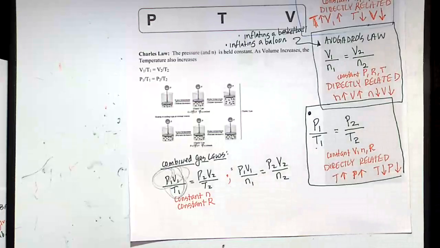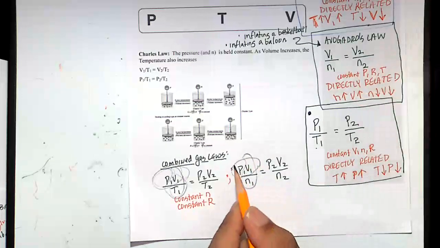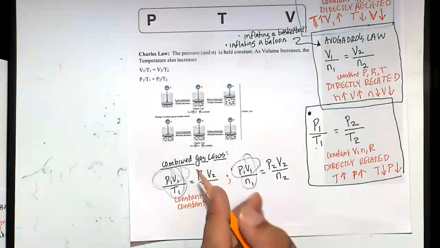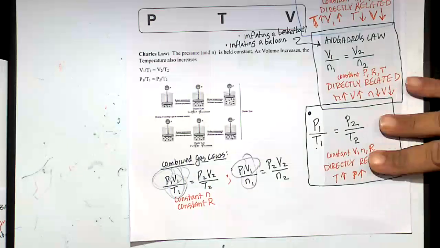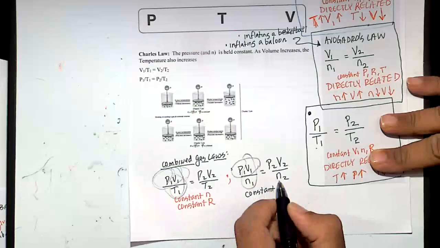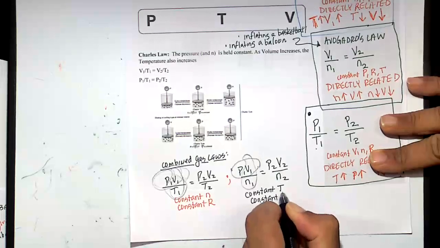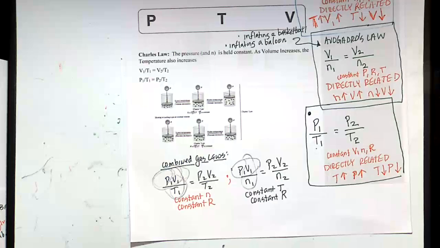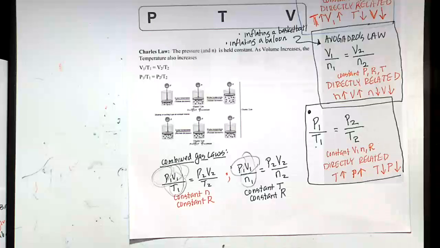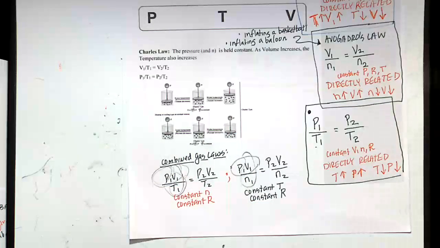Okay, this is combining the Boyle's law P1 V1 with the Avogadro's law V1 over N1. Okay, combining them. This is a constant temperature. R is always constant. It is the universal gas constant. So we can combine these gas laws as well. So this is the basis for some of the homework problems and some of the problems that we will do together in class.